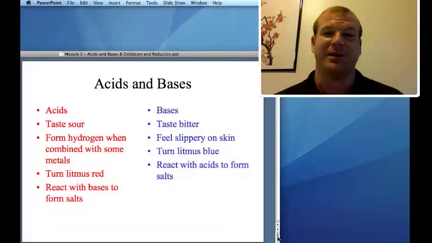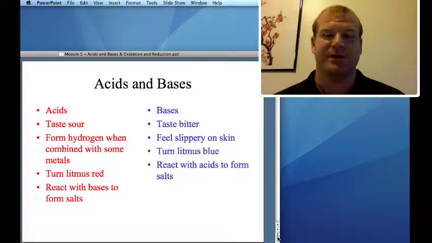When acids are combined with metals, some metals create hydrogen. There are some metals that don't. Those tend to be the expensive ones, so gold, silver, platinum do not create hydrogen when you mix them with acid, but other metals like aluminum and iron, they do create hydrogen. Acids turn litmus red, and also when acids and bases react, they form salts.